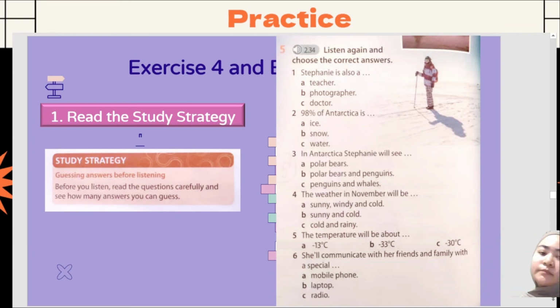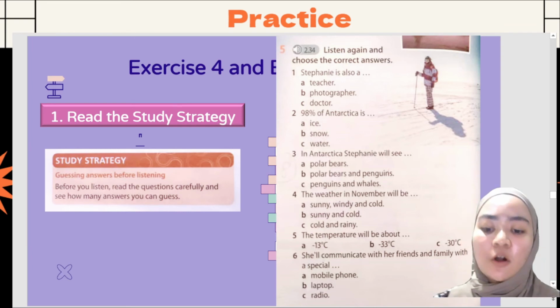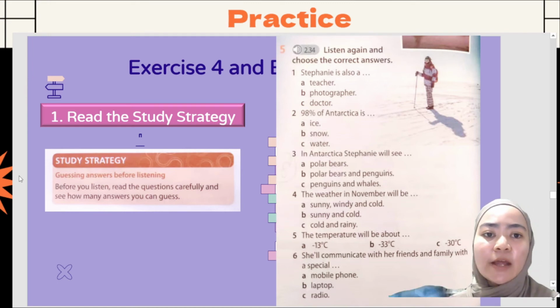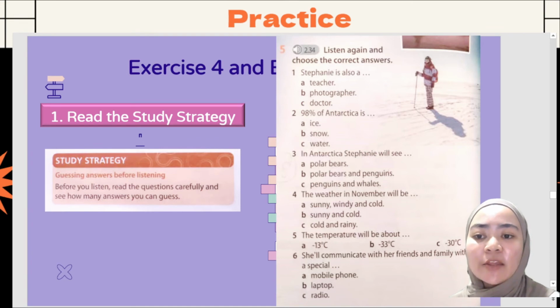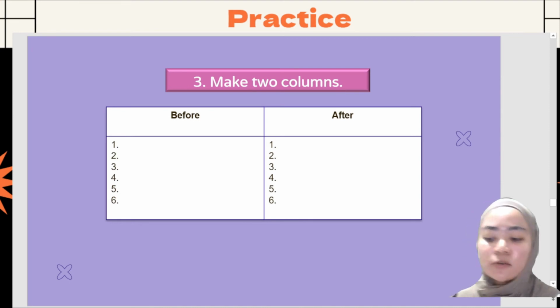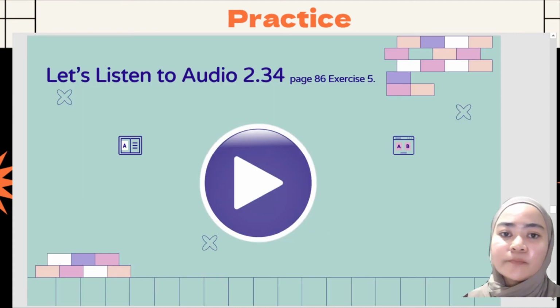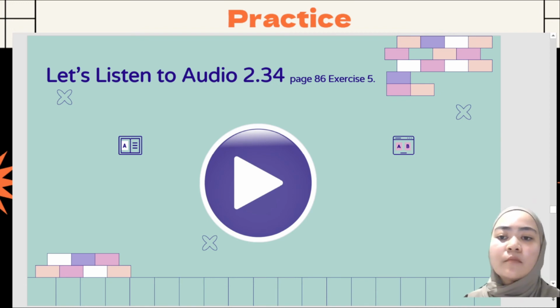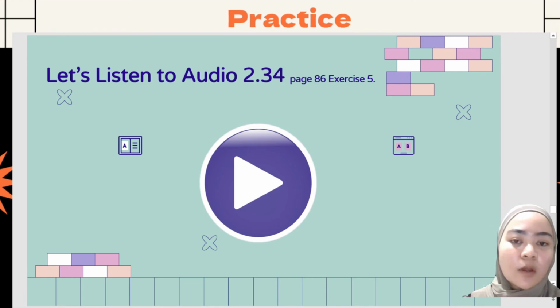Now I am going to play you all the audio. Listen very carefully, and then answer the question. Write your answer in the after box, after column. Alright, I'm going to play the audio now. Unit 8. Vocabulary and listening. Exercises 3 and 5. Can you listen to the audio?